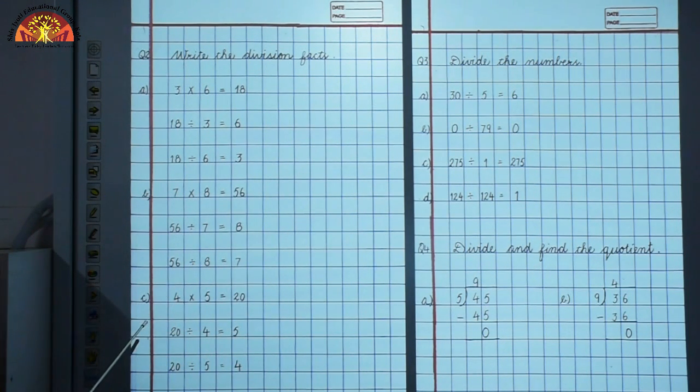Now C part of this, 4 multiplied by 5, what will come? 20. So we will divide 20 2 times, because every multiplication has 2 division facts. So we have to divide 2 times. Once we divide by 4, then we will get 5. Once we divide by 5, then we will get 4. I hope you have understood.